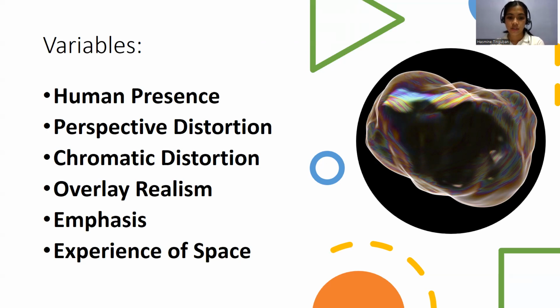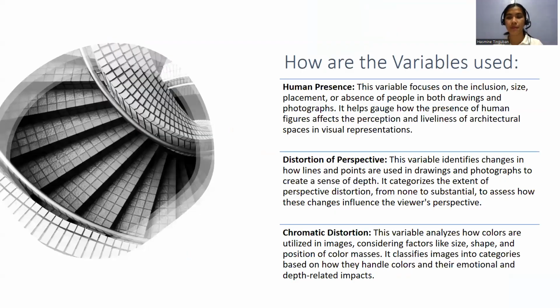The variables. So the variables from the research, I enumerated them all. The human presence, perspective distortion, chromatic distortion, overlay realism, emphasis, and experience of space. So how are the variables used?